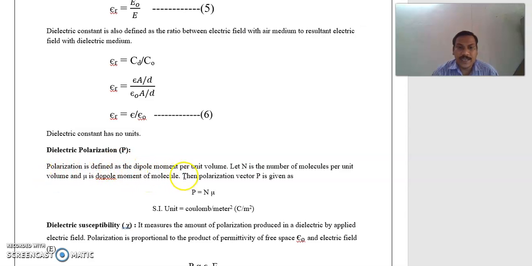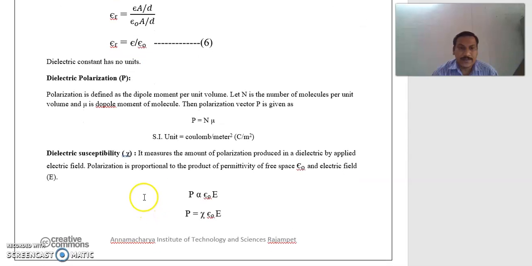Next, dielectric polarization. Polarization is defined as the dipole moment per unit volume. Let capital N be the number of molecules per unit volume and mu the dipole moment of a molecule. Then the polarization vector capital P is given as P equals N into mu. The SI unit of dielectric polarization is coulomb per meter square, denoted as C by m square.